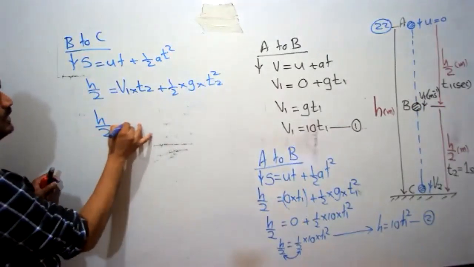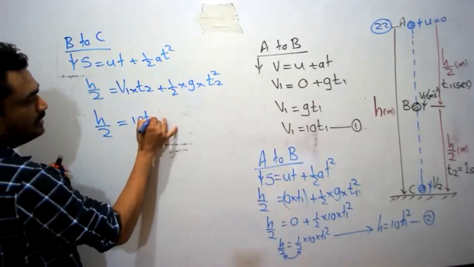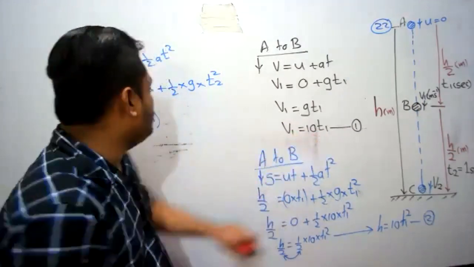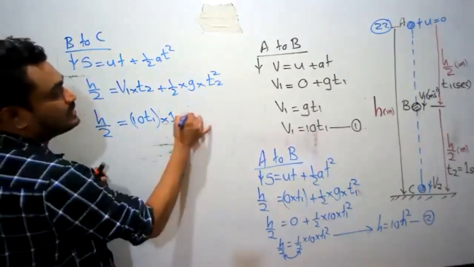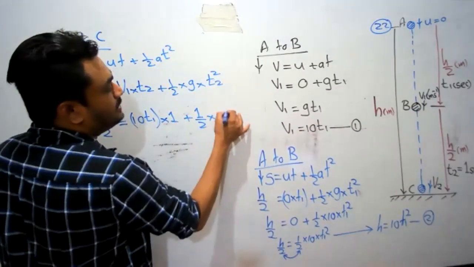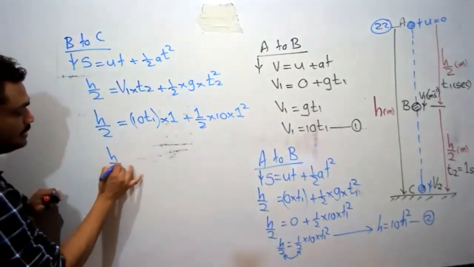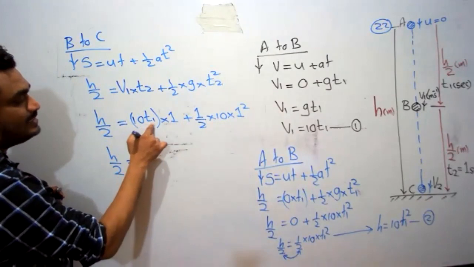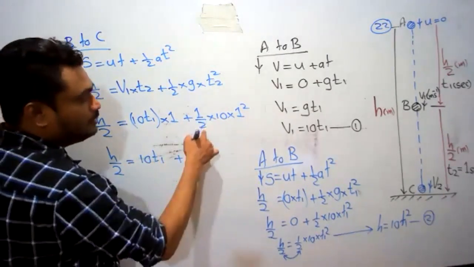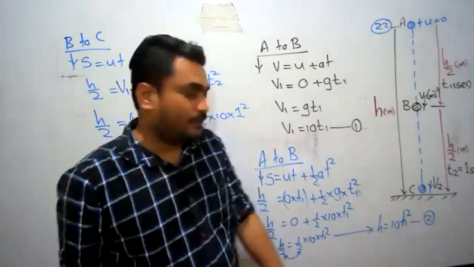H over 2 equals V1. V1 is 10 T1 here. Into T2, which is 1 second, the last second. Half the value of G is 10 divided by 2, that is 5. T2 is 1 second, so its square is 1. So we will get H over 2 equals 10 T1 into 1, which is 10 T1, plus 10 divided by 2, which is 5.